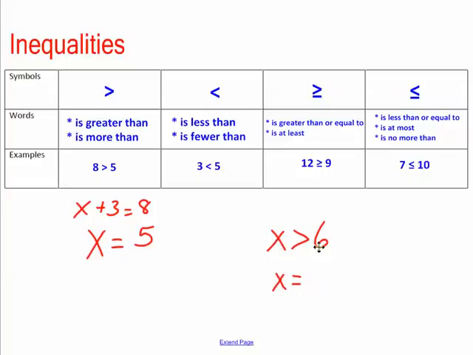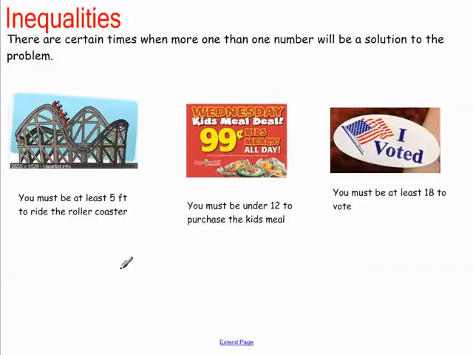So if x is greater than 6, then 7 would work, 8 would work, 9 would work, and so on. Okay, so do you see how this is different when I use those greater than and less than signs? I'm going to have more than just one number that's going to fill that spot. All right, so this happens in real life as well.